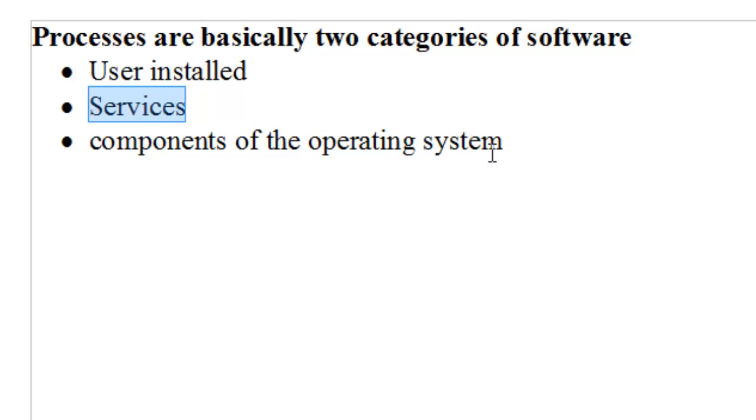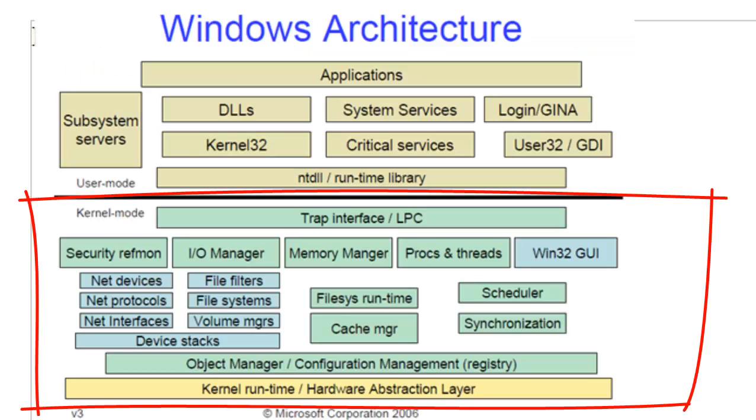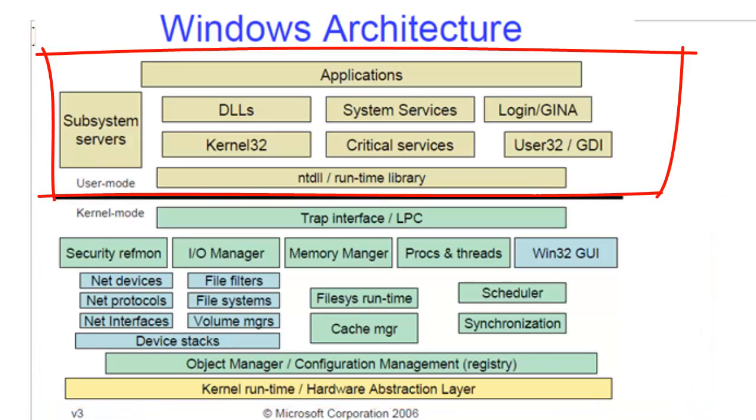Then finally, there are components of the operating system. When we talk about processes, we're really not talking about the kernel, the operating system kernel. We're really talking about user-installed software, services, and various components of the operating system.